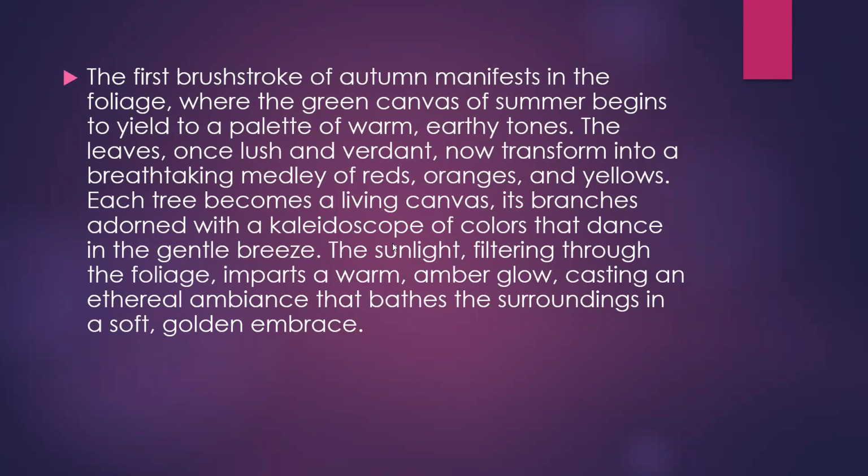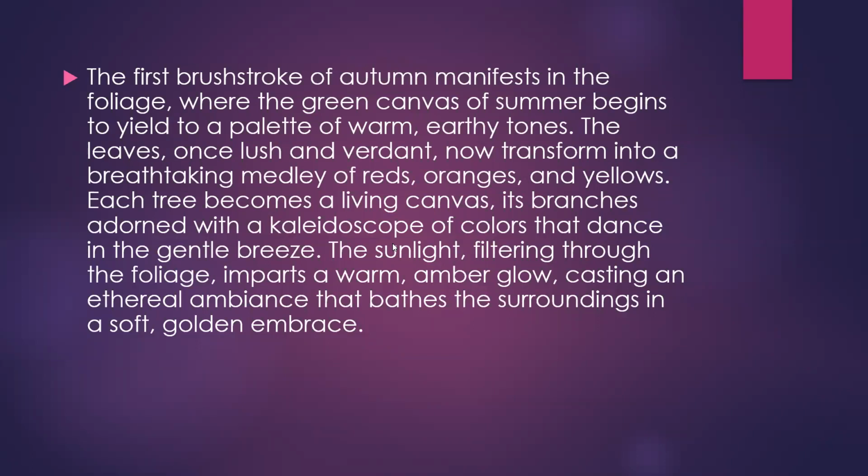So it says the first brushstroke of autumn manifests in the foliage, where the green canvas of summer begins to yield to a palette of warm, earthy tones. The leaves, once lush and verdant, now transform into a breathtaking melody of reds, oranges, and yellows. Each tree becomes a living canvas, its branches adorned with a kaleidoscope of colors that dance in a gentle breeze.